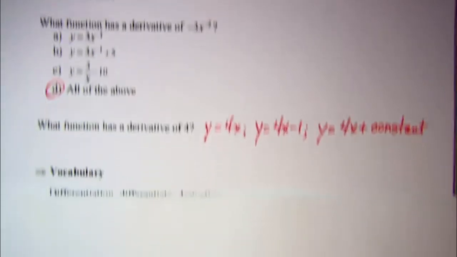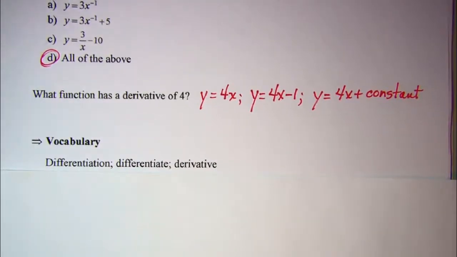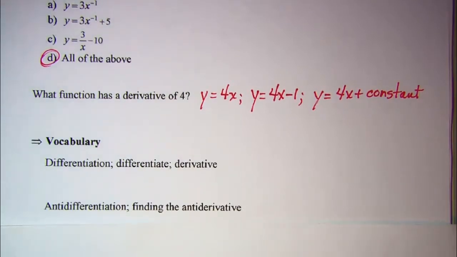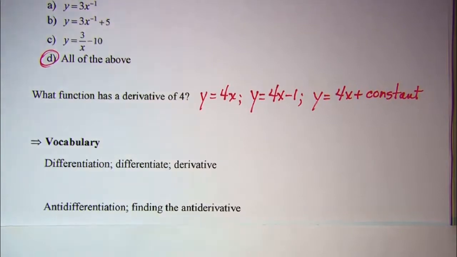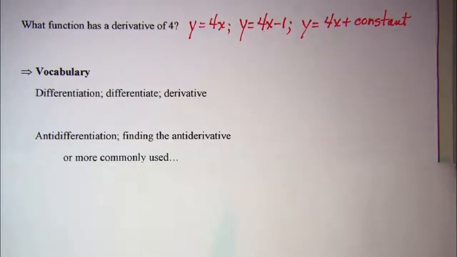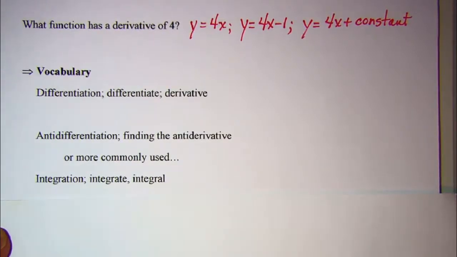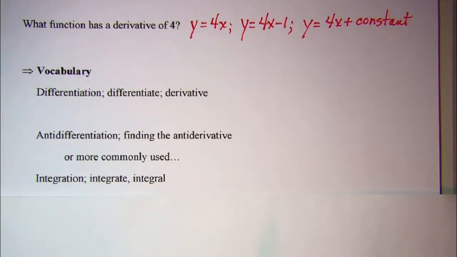Let's look at some vocabulary. What we've been looking at up to this point is differentiation. The verb is to differentiate, and when we differentiate, we are finding the derivative. So that's what we've been doing. Now the inverse, which is what we were looking at in the 3 questions above, is antidifferentiation, or finding the antiderivative, but more commonly used is integration, and the verb is to integrate, and you find the integral. So these are the new words that we'll be looking at now.